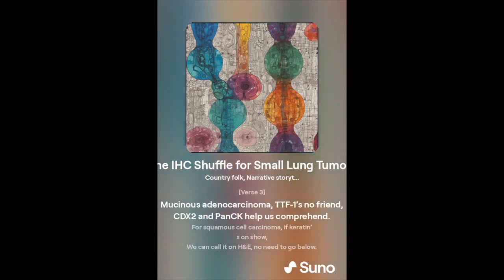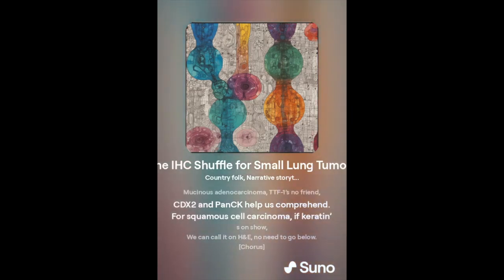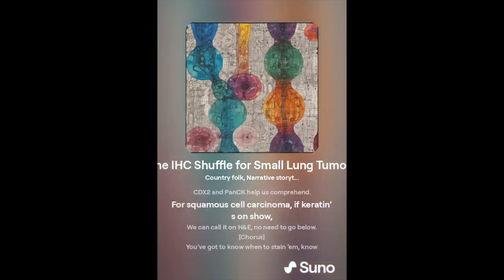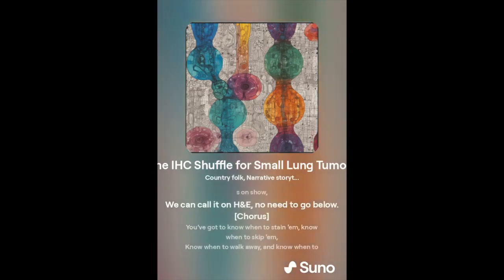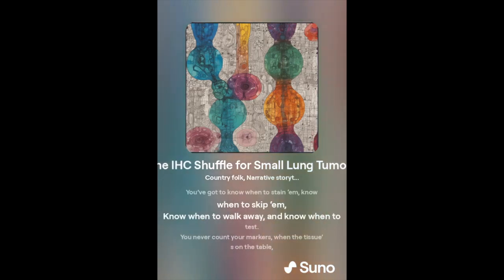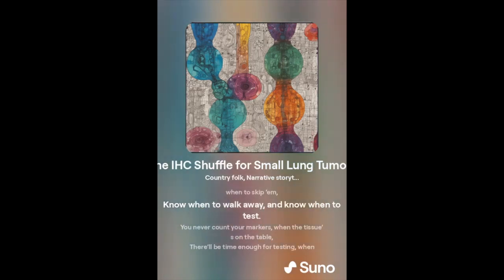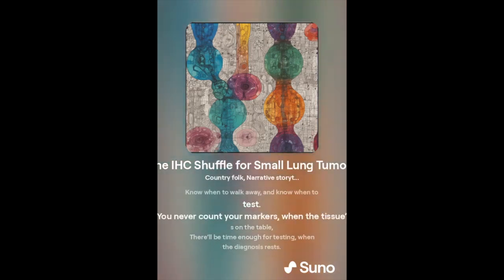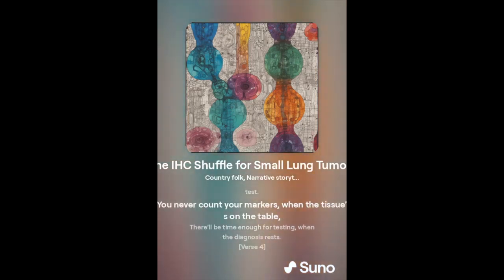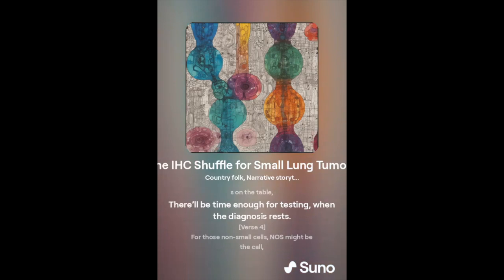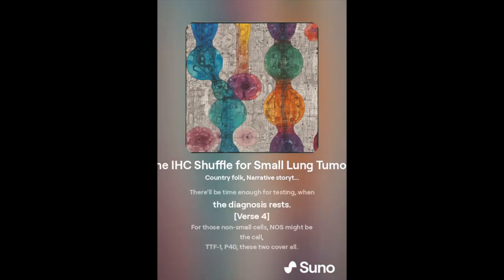For the salivary carcinoma, TTF1's no friend. CDX2 and PAC help us comprehend. For squamous cell carcinoma, if keratin's on show, we can call it on H&E, no need to go below. You've got to know when to stain them, know when to skip them, know when to walk away, and know when to test. There'll be time enough for testing when the diagnosis rests.